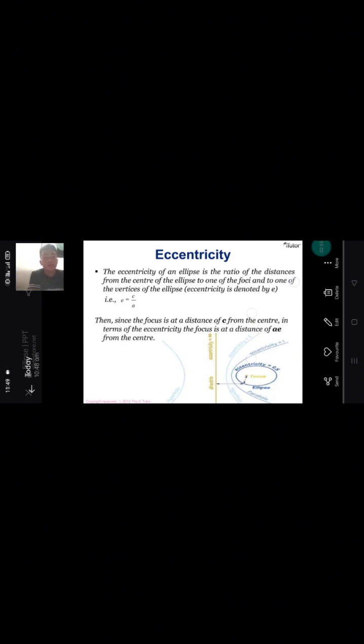The eccentricity of an ellipse is the ratio of the distances from the center of the ellipse to one of the foci and one of the vertices of the ellipse. Eccentricity is denoted by e, where e is equal to c over a. Then, since the focus is at a distance of c from the center, in terms of eccentricity, the focus is at a distance of ea from the center.